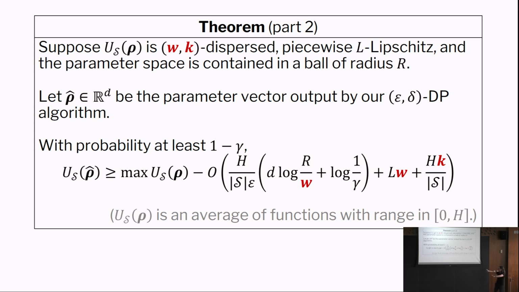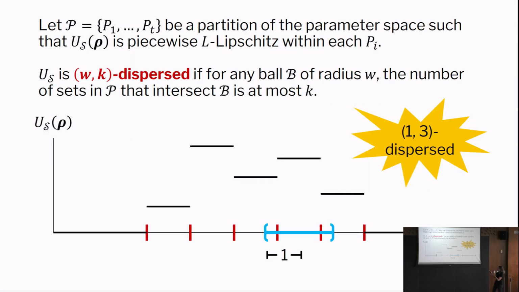Okay, so now I'm going to return to my theorem that I mentioned before. Suppose the utility function is WK dispersed, then we get this utility guarantee. And you can see there's a trade-off between W and K. So it's not exactly clear what I want W and K to be. I just want to mention, a single utility function can be WK dispersed for many different values of W and K. Here it's 1, 3 dispersed, but what if I choose a ball of radius 2? Then as you range this ball over the x-axis, it's only ever going to intersect 4 parts of the partition. So it's also 2, 4 dispersed.